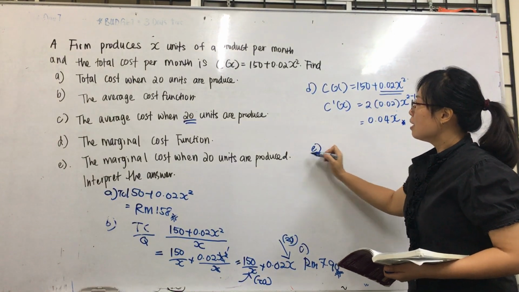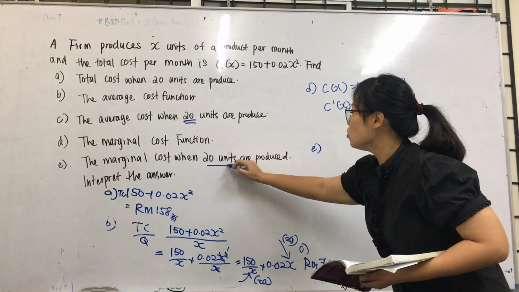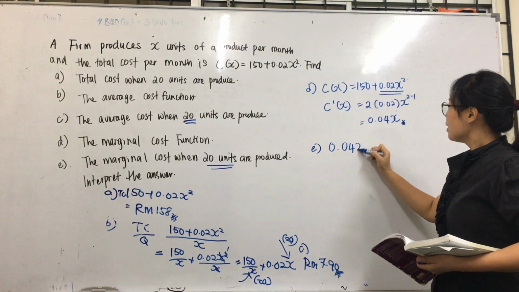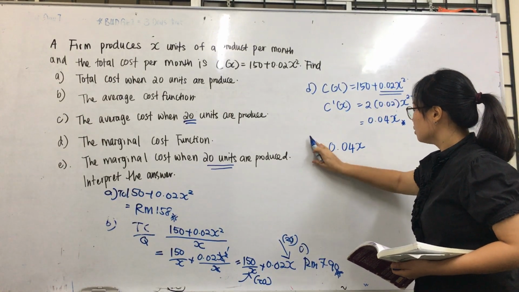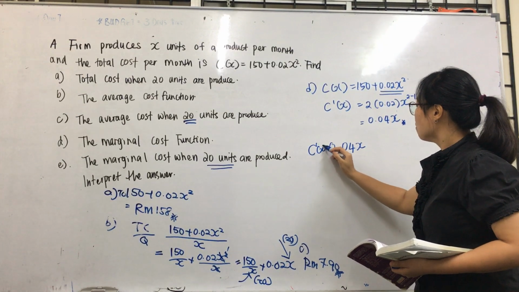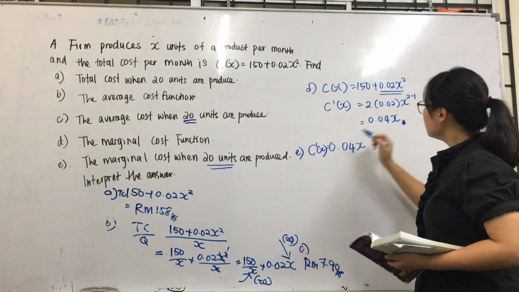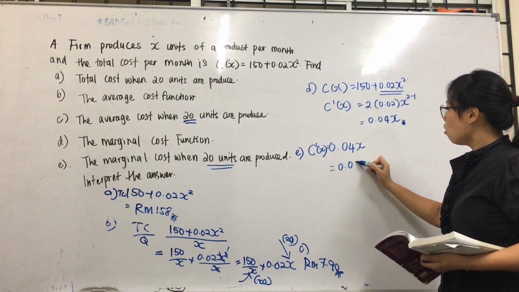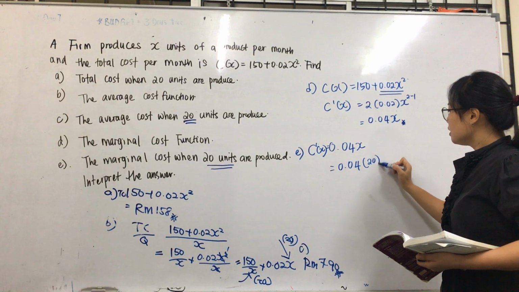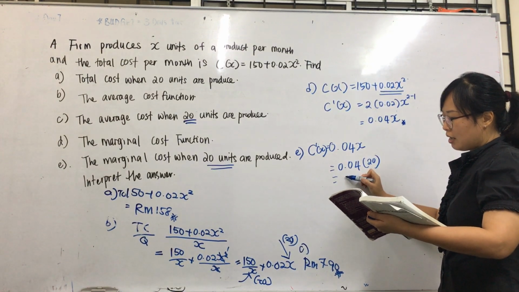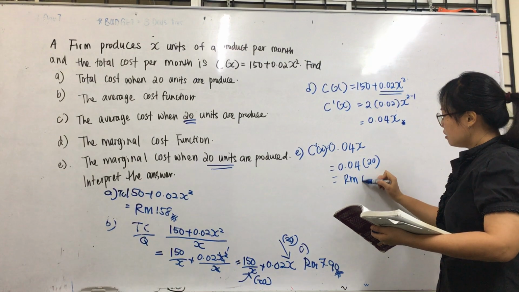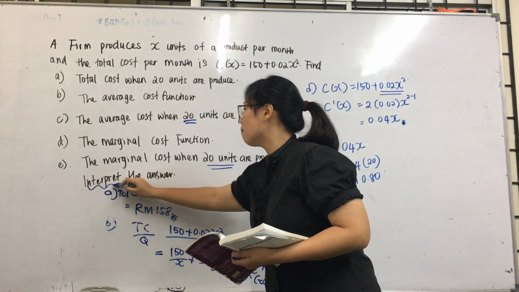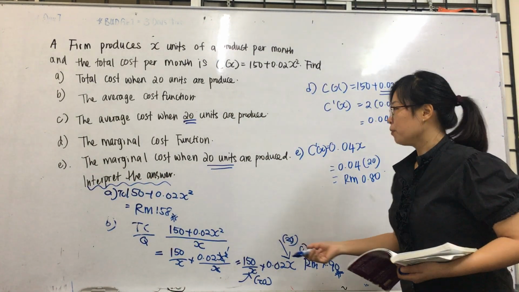E, the marginal cost when 20 units are produced. The same thing here, 0.04 x. This one is your marginal cost. So you just need to plug in the 20 units into this equation. 0.04 times 20. So you will get RM 0.80. Okay? And the question wants you to interpret the answer. What does it mean?